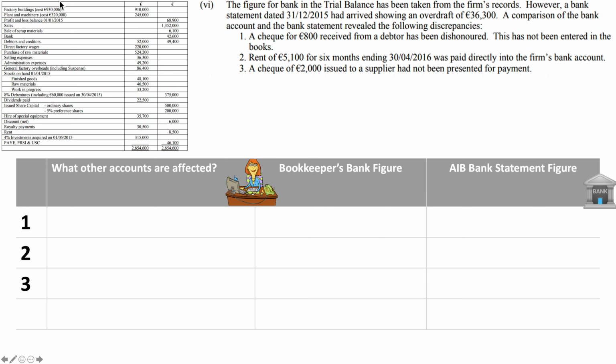So let's take a look at the trial balance. We saw earlier on when we were entering the figures into the accounts that we have a bank figure here, 42,600 on the credit side. That means that we have an overdraft of 42,600. The bank statement shows an overdraft of 36,300. So 36,300 here. Right, so now let's get started.